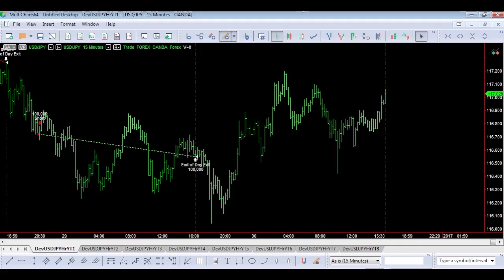Okay, we're in Multicharts, and we've got a chart of dollar yen, and it starts in 2008 all the way through to the end of 2016, and we're looking at a 15-minute chart. The first thing we're going to do is run an optimization straight away. We're going to look for a time of day to start trading.